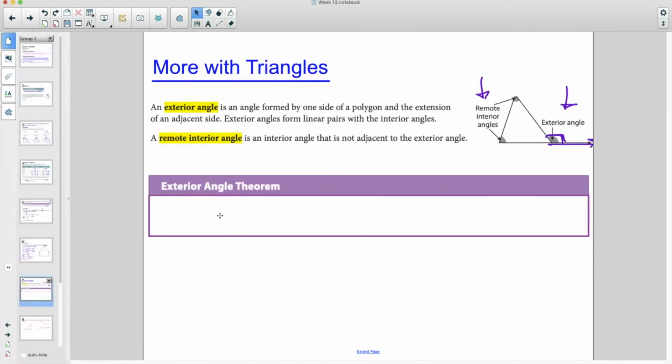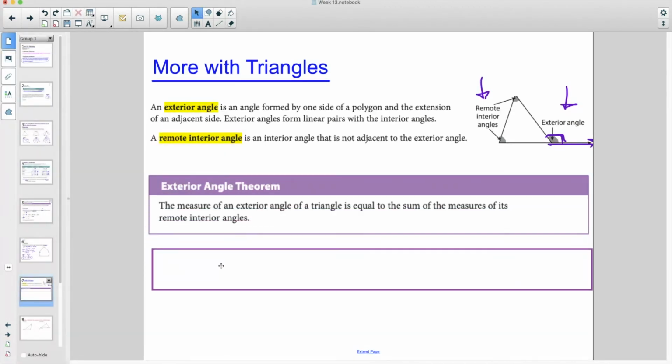Okay, let's look. Hopefully this makes sense. Again, think about the properties, think about the total degrees in the triangle and why this works. So the measure of an exterior angle of a triangle is equal to the sum of the measures of the remote interior angles. So if you add your 2 remote interior angles up, you will get the measure of your exterior angle, right? And it has to do with 180 degrees in that triangle.